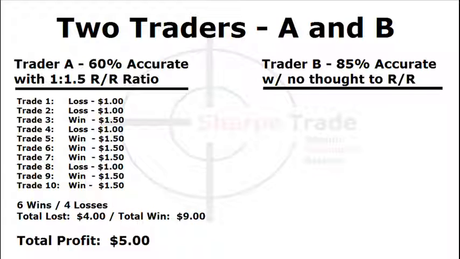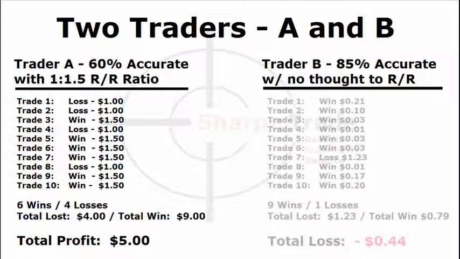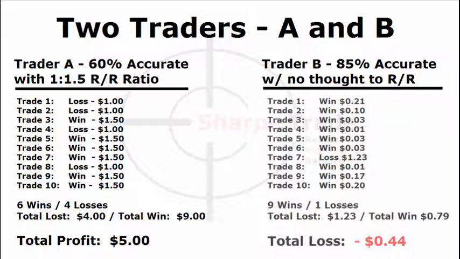Now, this is what typically happens with Trader B, and folks that fall into this mindset of: got to be accurate, more accurate. How can I be more accurate? What they do is they'll just win these tiny, tiny amounts. They do not allow their winning trades to run.